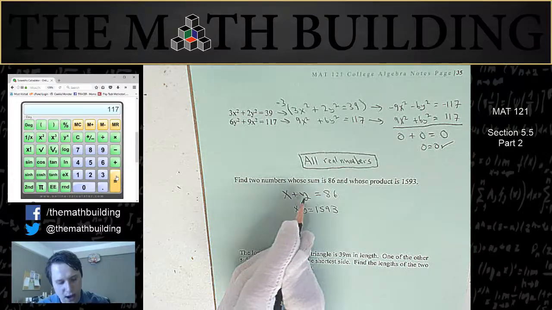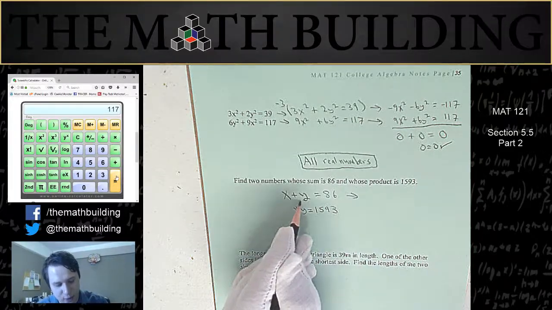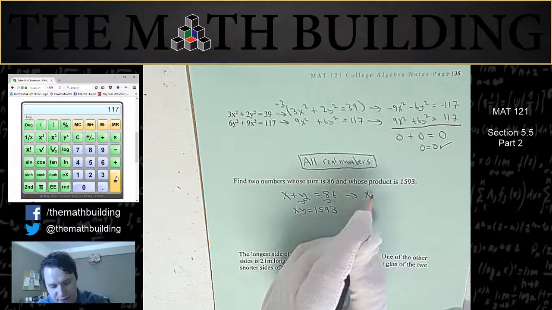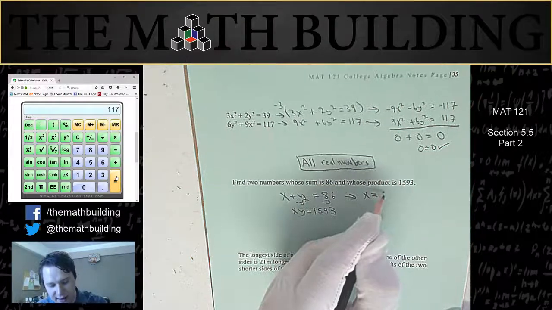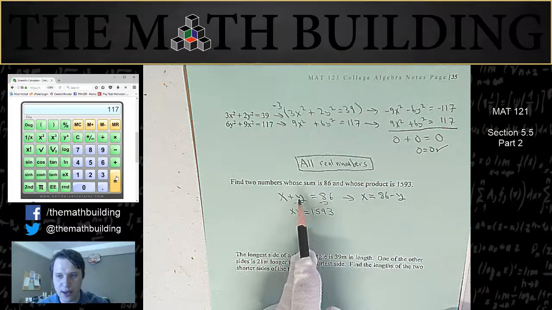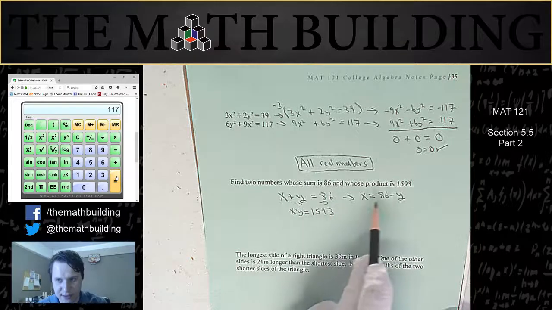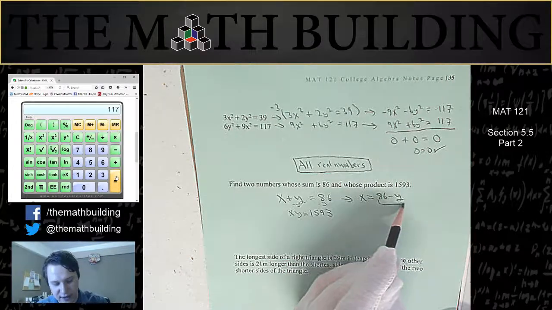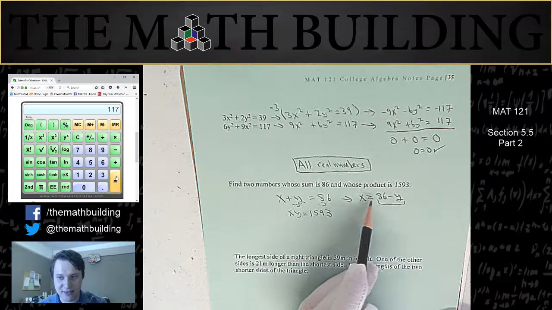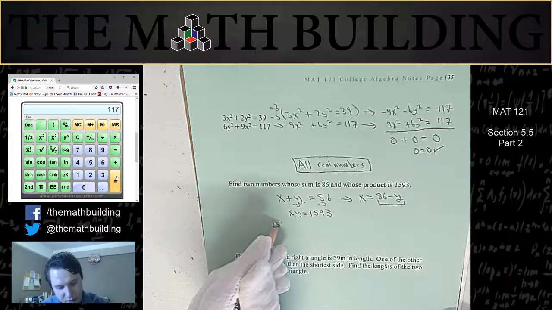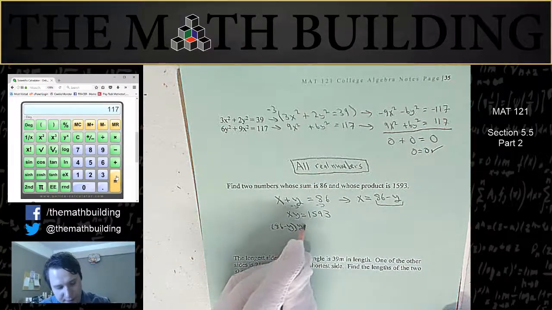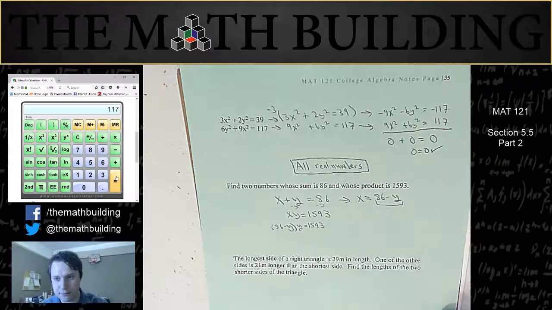So I'm going to subtract y on both sides. So -y, -y. And when I do, I get x is equal to 86 minus y. So make sure you agree with me there. If I take this y and I move it over, it'll be 86 minus y. Now, x is equal to 86 minus y, so that means I can replace x with 86 minus y. So this gives us 86 minus y, which we replaced for x, times y is equal to 1593.